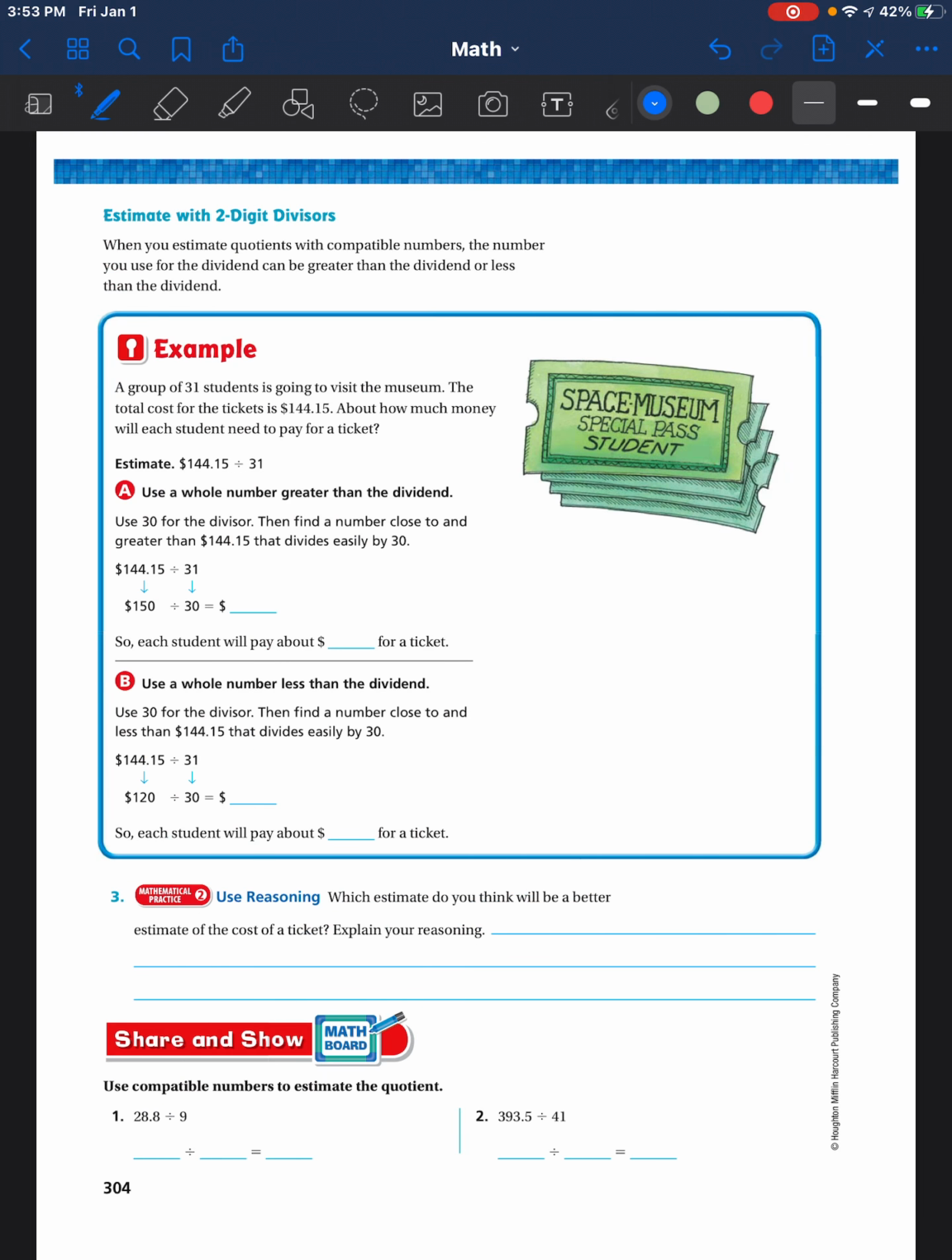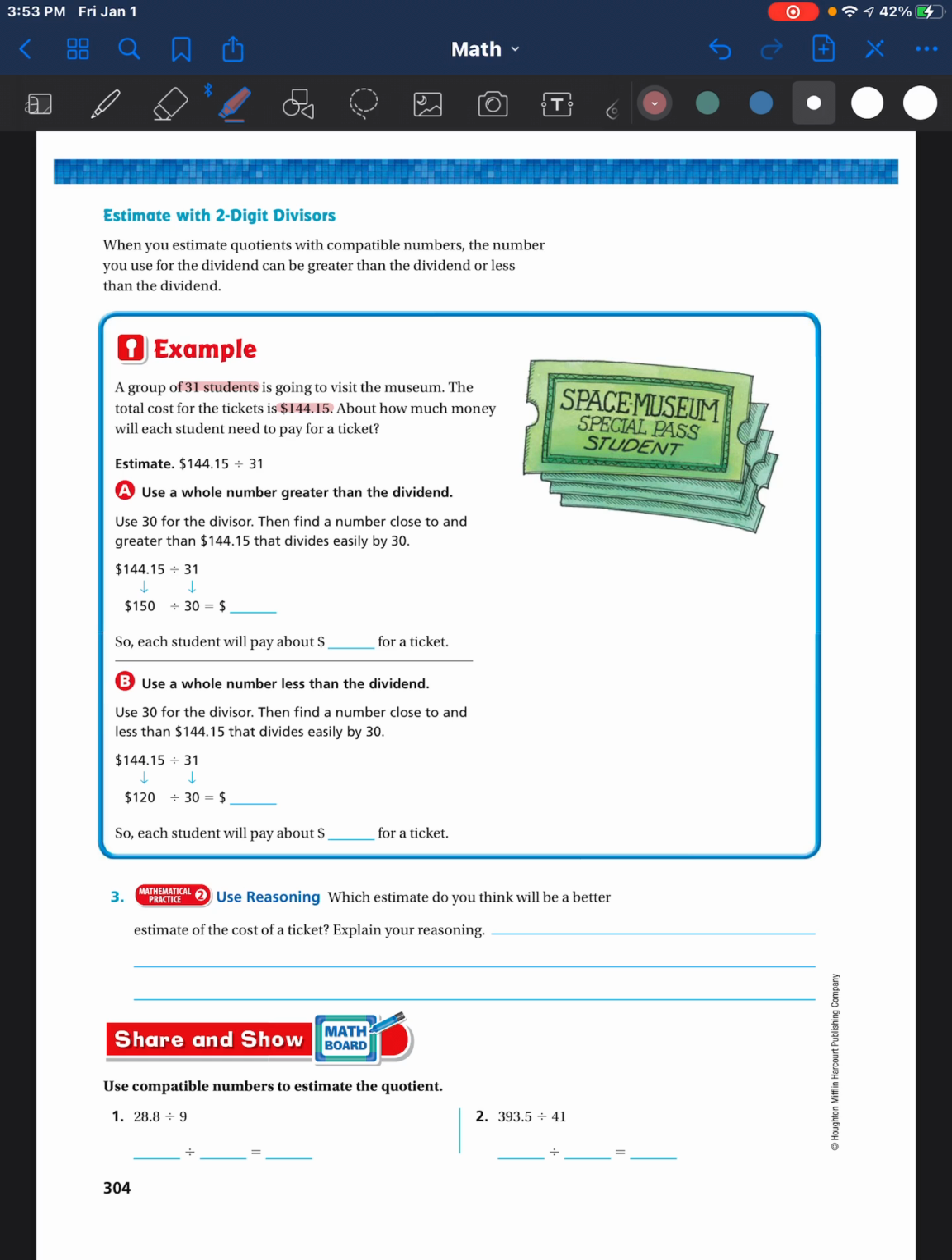Let's look at page 304. It says when you estimate quotients with compatible numbers, the number you use for the dividend can be greater than the dividend or less than the dividend. Example, a group of 31 students is going to visit the museum. The total cost of the tickets is $144.15. About how much money will each student need to pay for a ticket? So we have to divide. And we're looking at this.